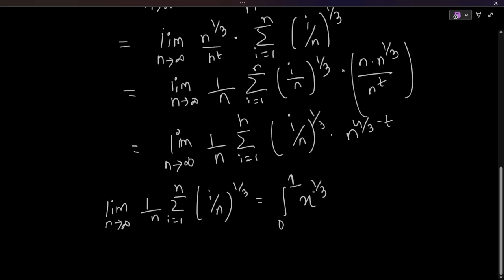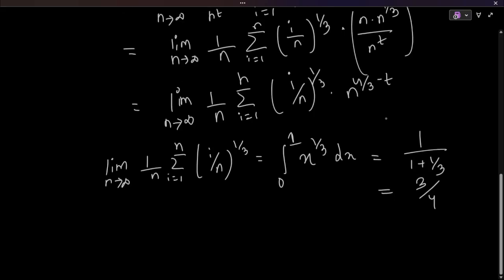So this should be like this because you substitute i by n for x. And the value of this is 1 by 1 plus 1 by 3, right? So this is basically 1 plus 1 upon 3, which if you do, you will get 3 upon 4. That should be the value.